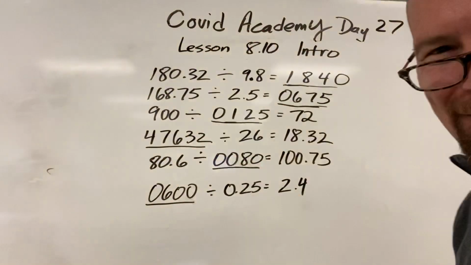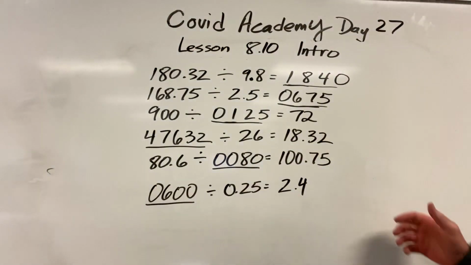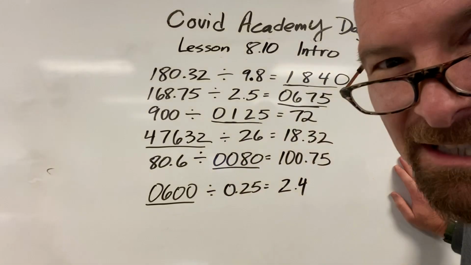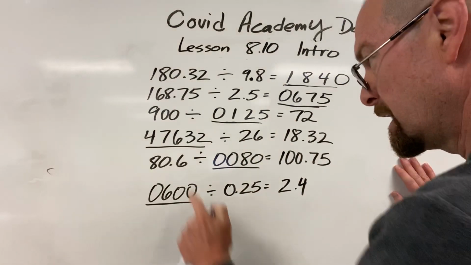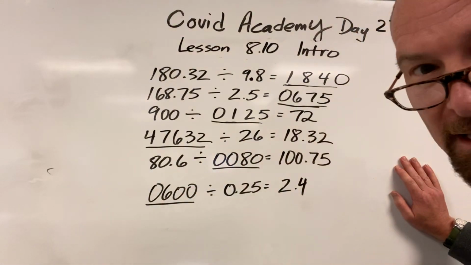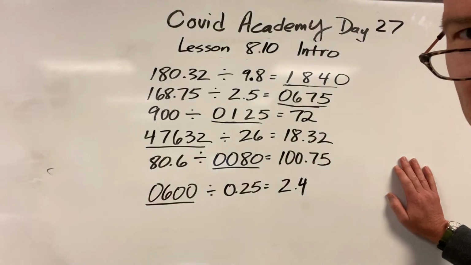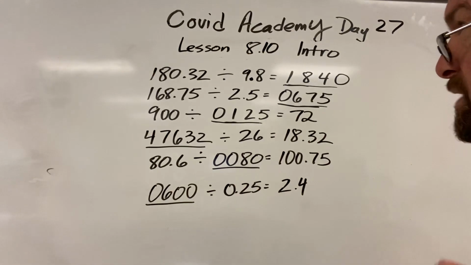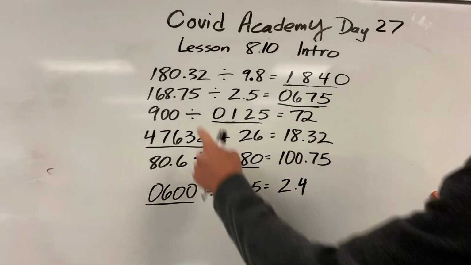Okay, you've done this before. This is 8.10, the intro. Whatever's underlined needs a decimal. Figure out, hit pause and stick some decimals in there. Okay, we're back now. All right, here we go.